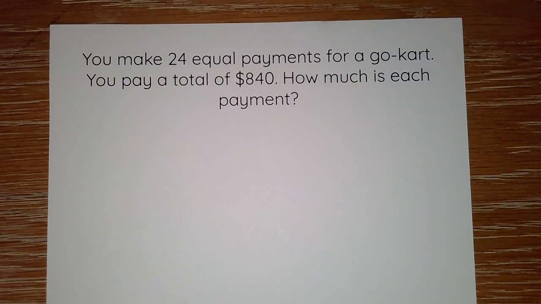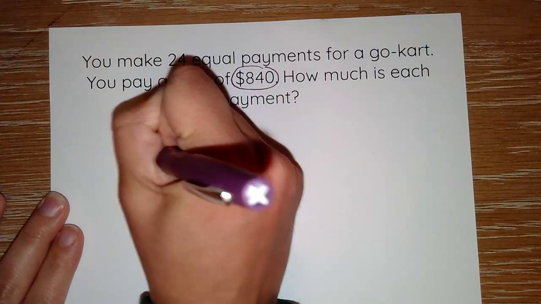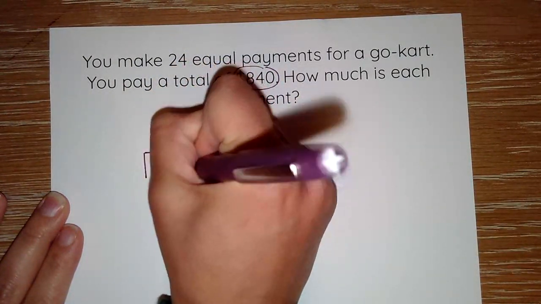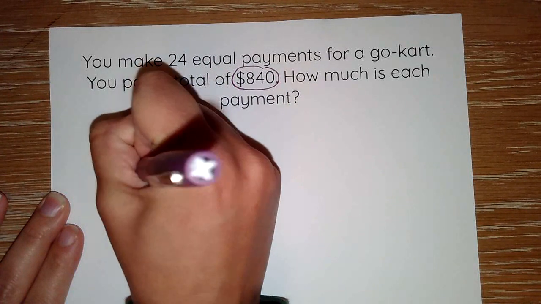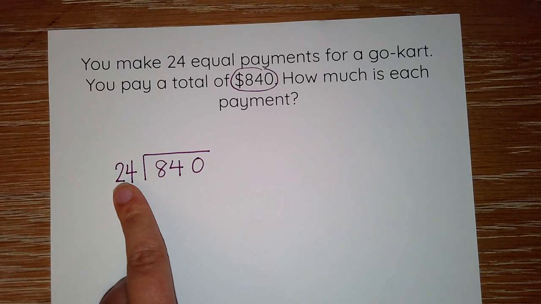Okay, so you buy a go-kart and instead of paying the full $840 at one time, you break it into 24 payments. So you pay over 2 years, 24 payments. We want to know how much each of those 24 payments cost. So the thing that I'm splitting up is that $840. I am breaking that into 24 groups, and I want to know how much money of that $840 goes into each of the 24 groups.